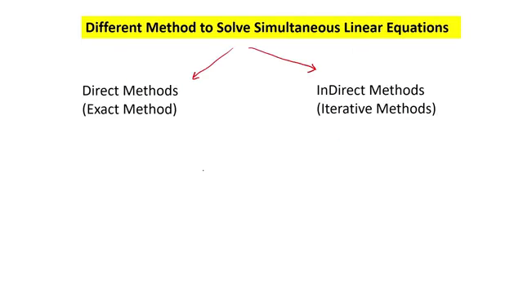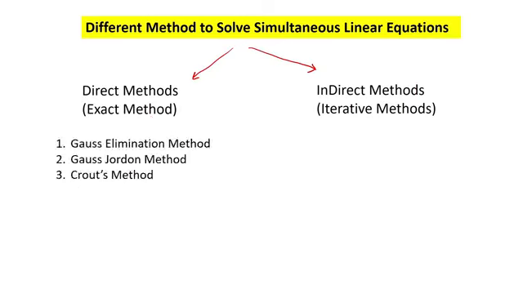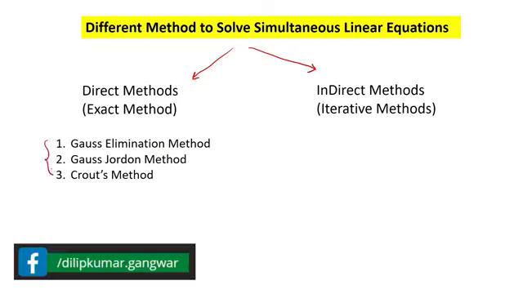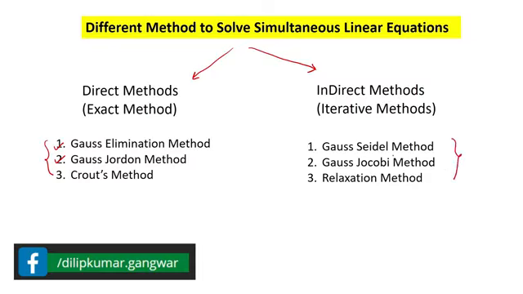Before moving to the Gauss-Jordan method, let's see what are the different methods available to find the solutions of simultaneous linear equations. We have two categories of methods, direct methods and indirect methods. Direct methods are also known as exact methods, and in a similar way, indirect methods are known as iterative methods. Gauss elimination method we have discussed already. In this video, we will discuss the Gauss-Jordan method. And these are examples of the direct methods.